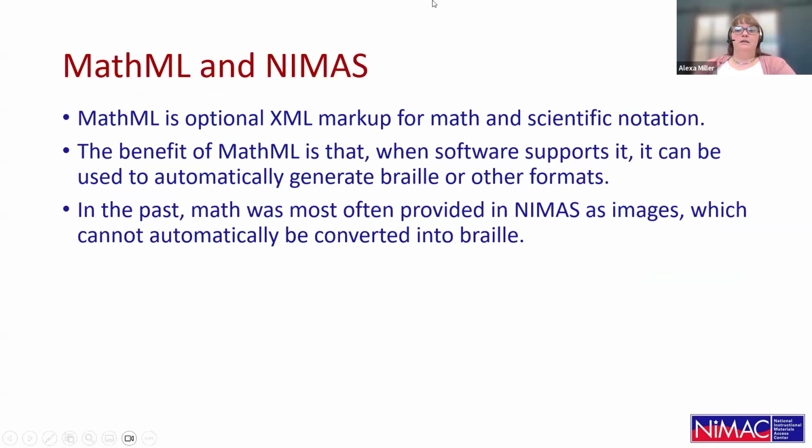MathML and NIMAS. You may be unfamiliar with MathML, but it is an optional XML markup for math and scientific notation. The main benefit of MathML is that when software supports it, sometimes it doesn't, but when it does, it can be used to automatically generate Braille or other formats. In the past, math was often provided in NIMAS as images, which cannot automatically be converted into Braille.